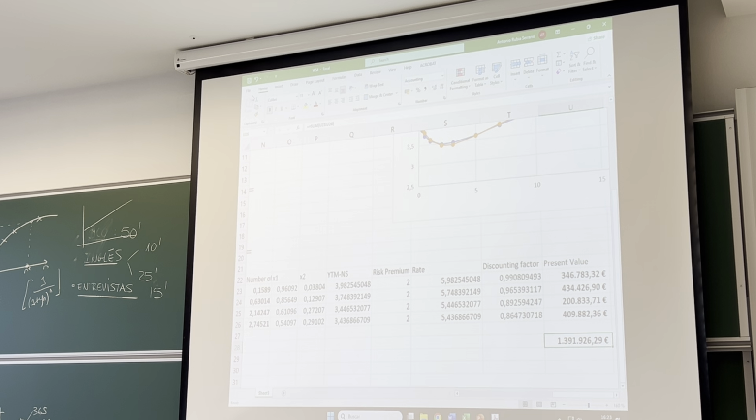Who said that finance is difficult? Who said that finance is not interesting? This is a real operation in markets. This is the kind of operation that consultants have to do, and they need to do it like that.